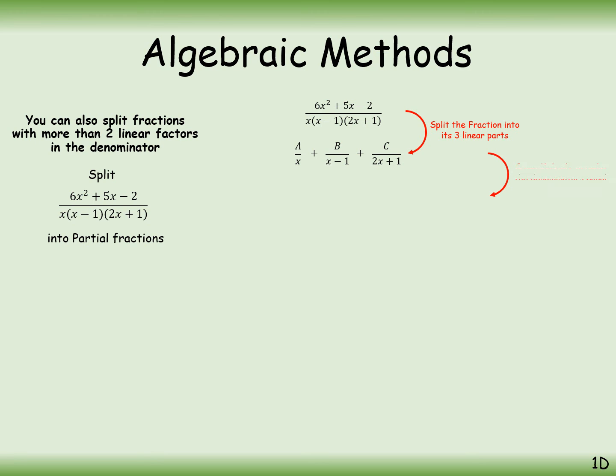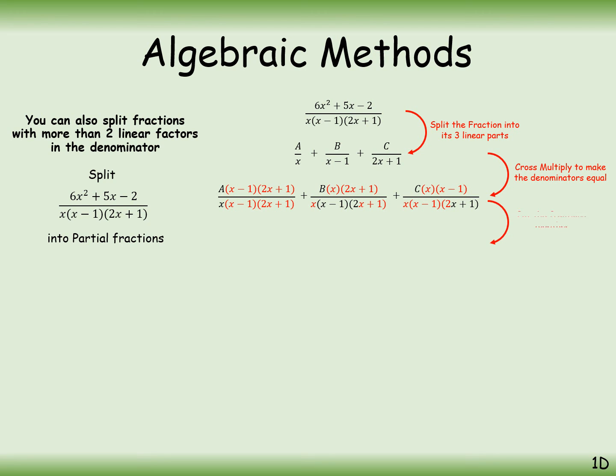Okay, so now we need to think about the common denominator. Well, the common denominator is x, x minus 1, 2x plus 1. So what does a need? A needs x minus 1 and a needs 2x plus 1. So we need to times the top and the bottom of a by this. B needs x and also needs 2x plus 1. So everything in red you can see is what we need to make a common denominator. C needs x and needs x minus 1. So now you could see that all of this has a common denominator, so we could simply just add the numerators.